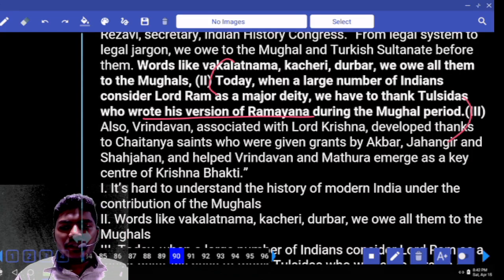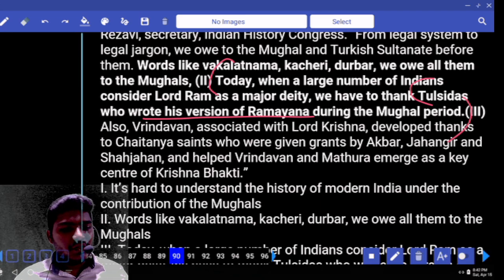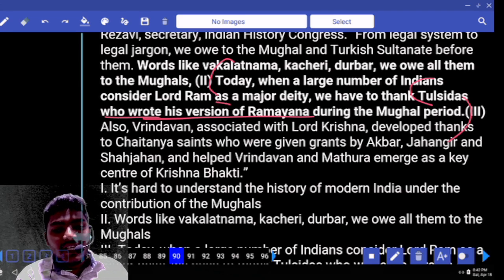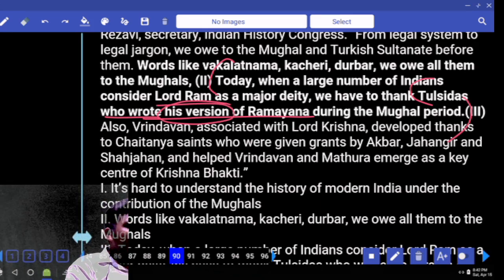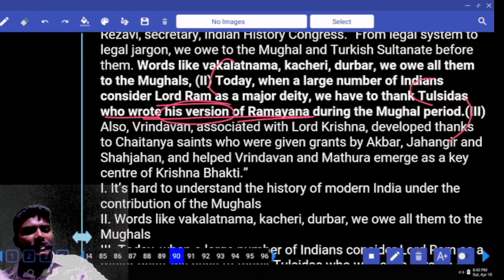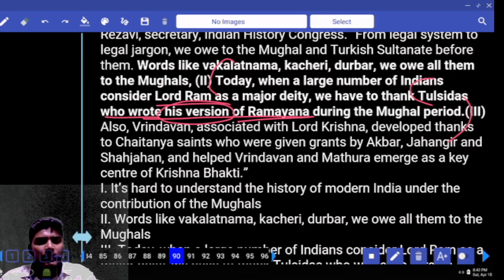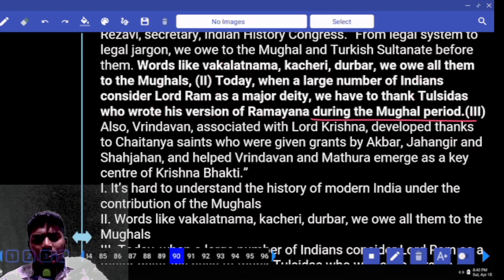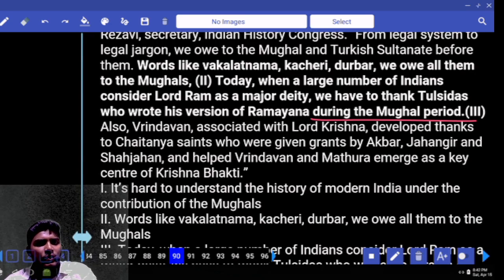Who wrote the first version? Here, Tulsidas. Tulsidas who wrote his version. His version, in the sense, it cannot be considered a holy book because it is just his part, his version. There is another error. This is not the error. Still there is one more error. During the Mughal period, okay, no problem. During the Mughal period, in the sense at that time, still there is one more error.